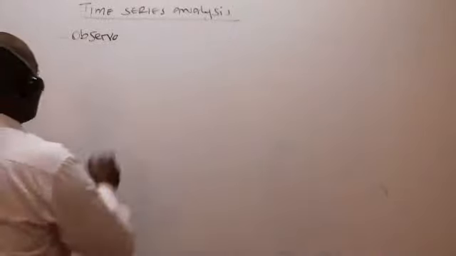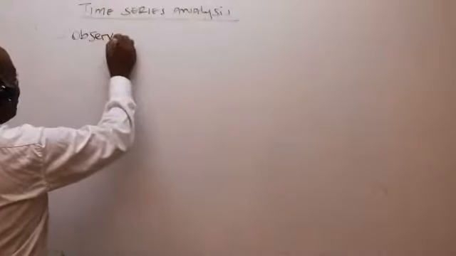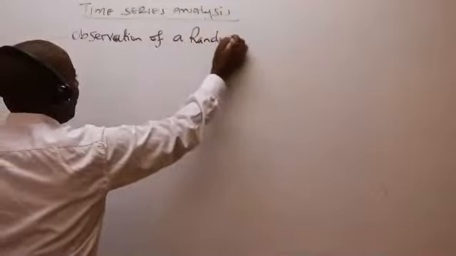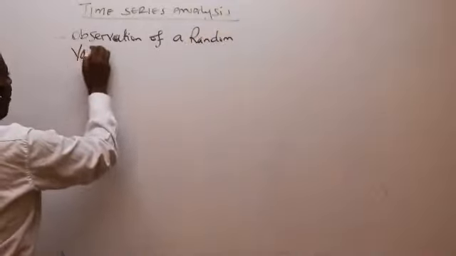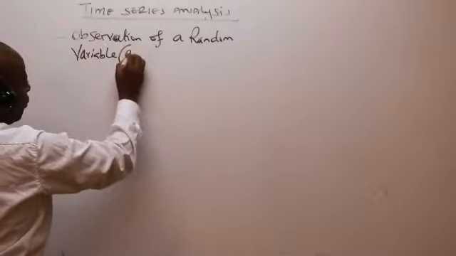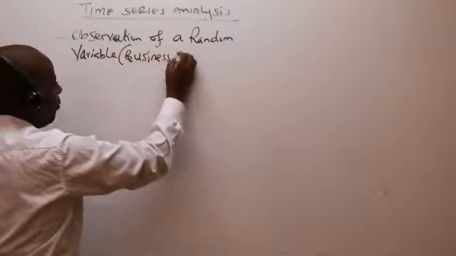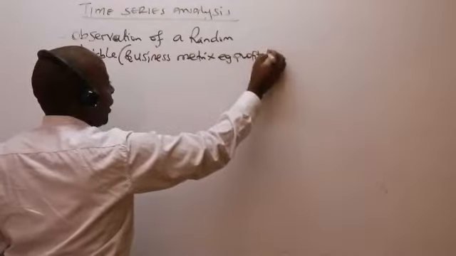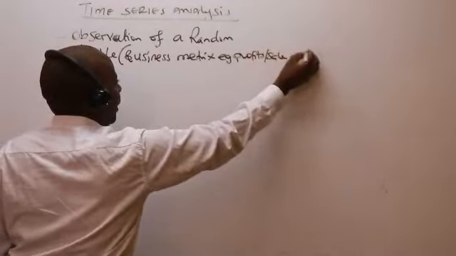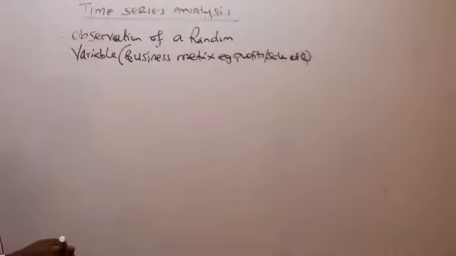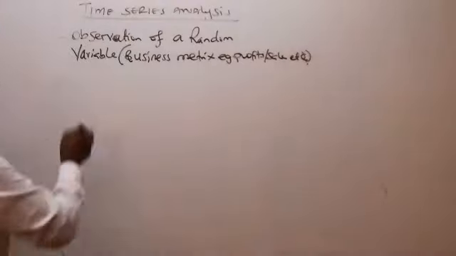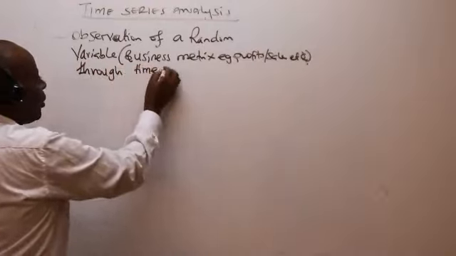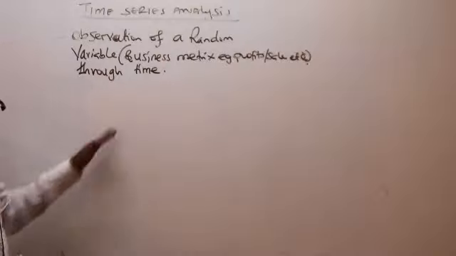A time series is an observation of a random variable. This could be a business metric, e.g. profits, e.g. sales, etc. So it is an observation of a random variable through time. That is what we call a time series.